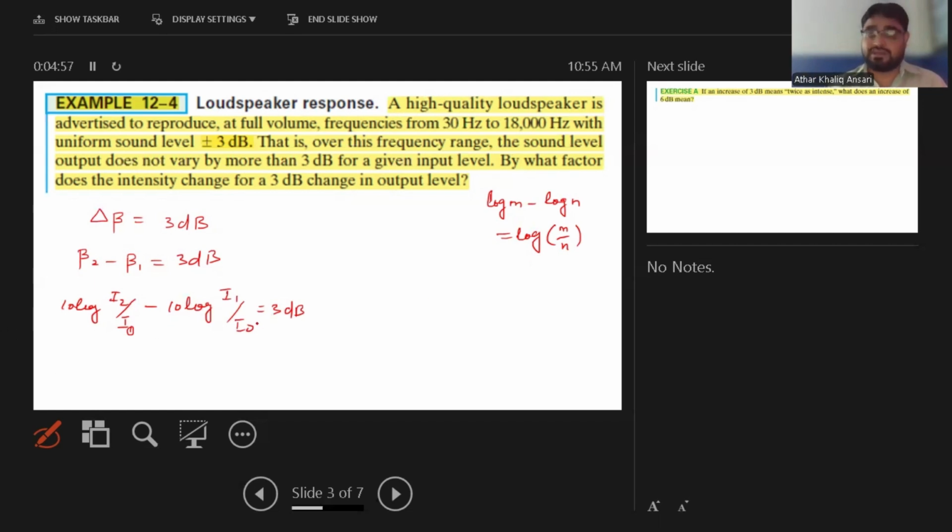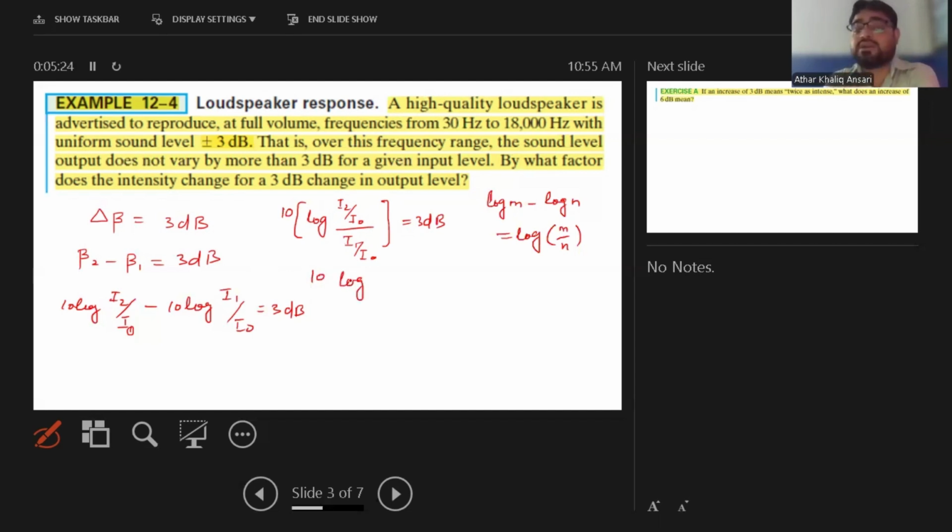So here I just took 10 common. The remaining is 10, and there are two logs. I will write them in one log, the log of the first, I2 over I naught, divided by the second, I1 over I naught. And this is equal to 3 decibel. So now here I am writing again 10 log, and I naught is cancelled.